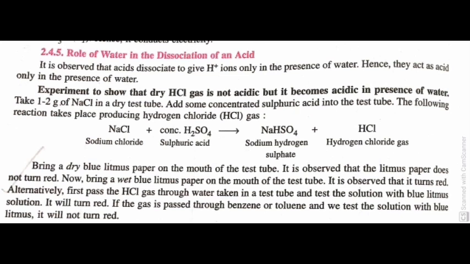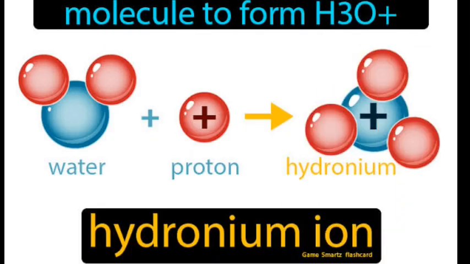Alternatively, first pass the hydrogen chloride gas through the water taken in the test tube and test the solution with blue litmus solution. It will turn red. If the gas is passed through toluene or benzene and we test the solution with the blue litmus, it will not turn red.